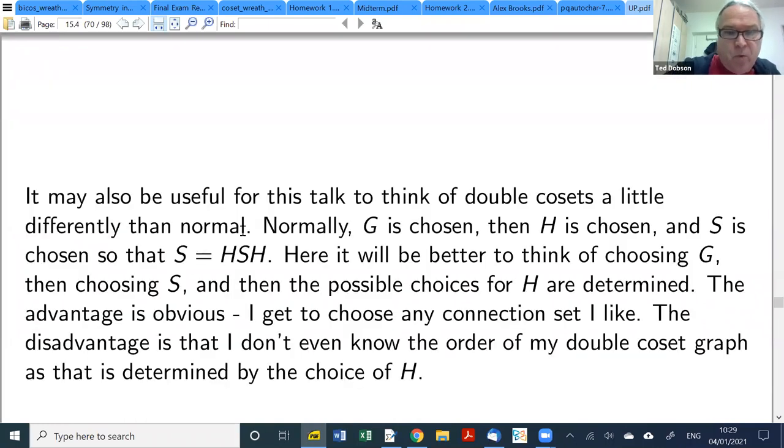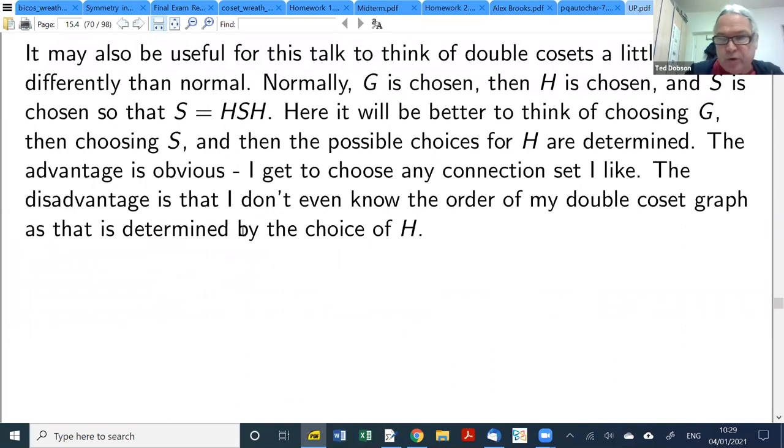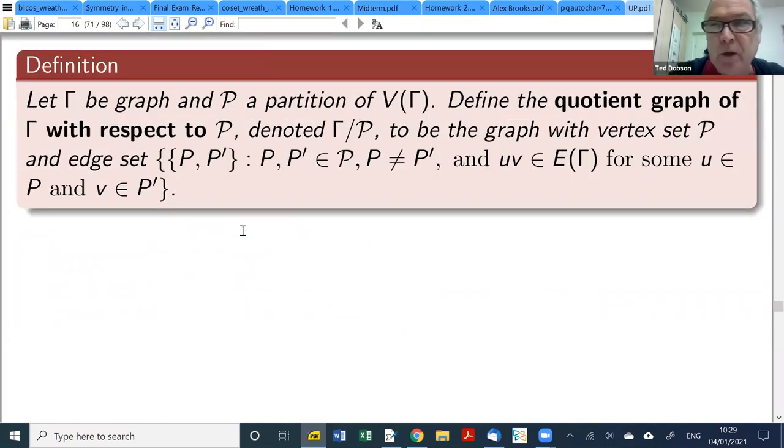Okay, in order to state the theorem, I need to tell you a little bit about quotients. So here we are. This is the usual quotient that people in graph theory do. We'll let gamma be a graph, and I'll just let P be a partition of the vertex set. We'll define the quotient graph of gamma with respect to this partition, denoted gamma mod script P, to be the graph with vertex set script P. Two cells in the partition will be adjacent if some vertex of one is adjacent to some vertex of the other. So I don't have to have every edge between the cells, I just have to have one.